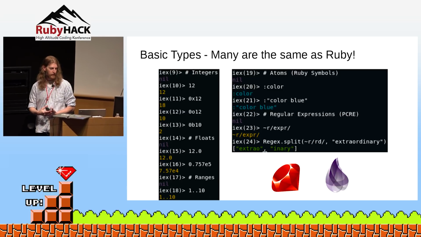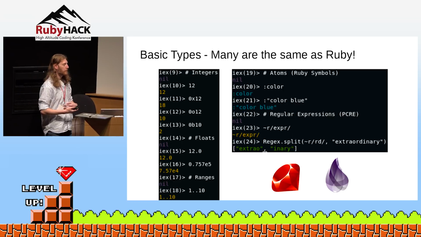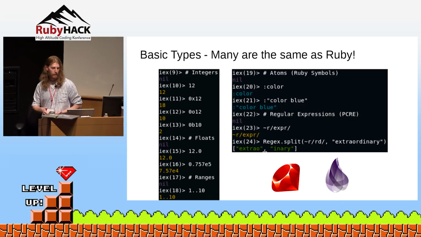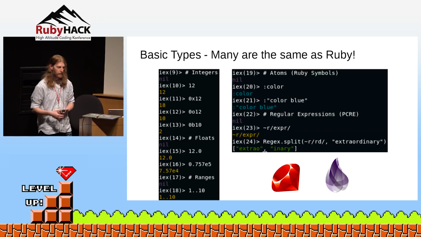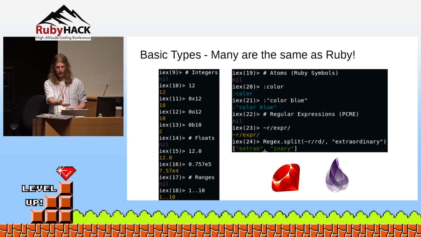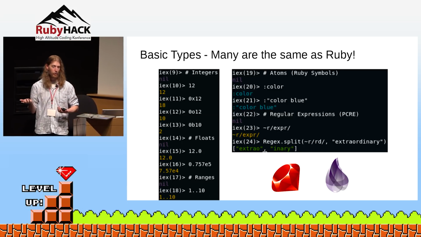OK, so enough about the abstract theory. Let's talk about some actual code here. The basic types in Elixir, many of them are exactly the same as Ruby for the most part. Like integers, it's the same. I mean, the column on the left, that's Ruby and Elixir code.